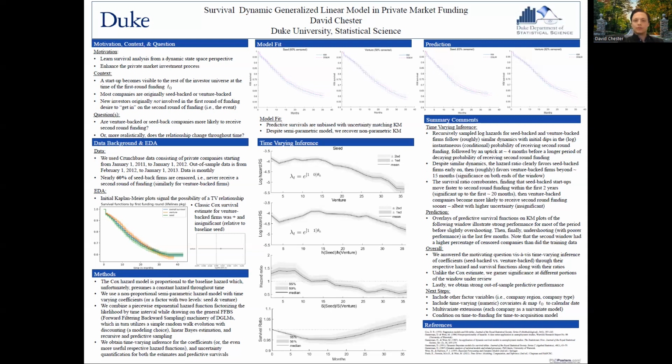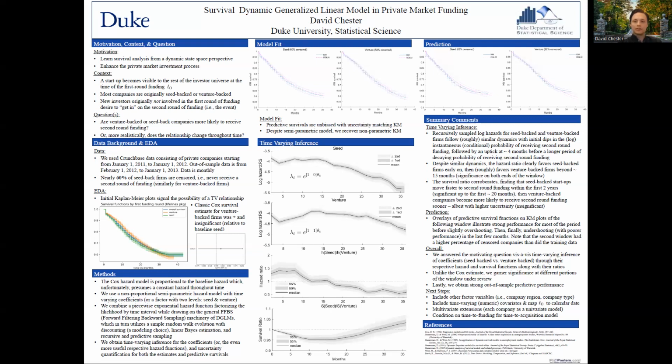The methods we used consisted of a non-proportional semi-parametric hazard model with time-varying coefficients. Note that the Cox hazard model is proportional to the baseline hazard, which unfortunately presumes constant hazard throughout time.